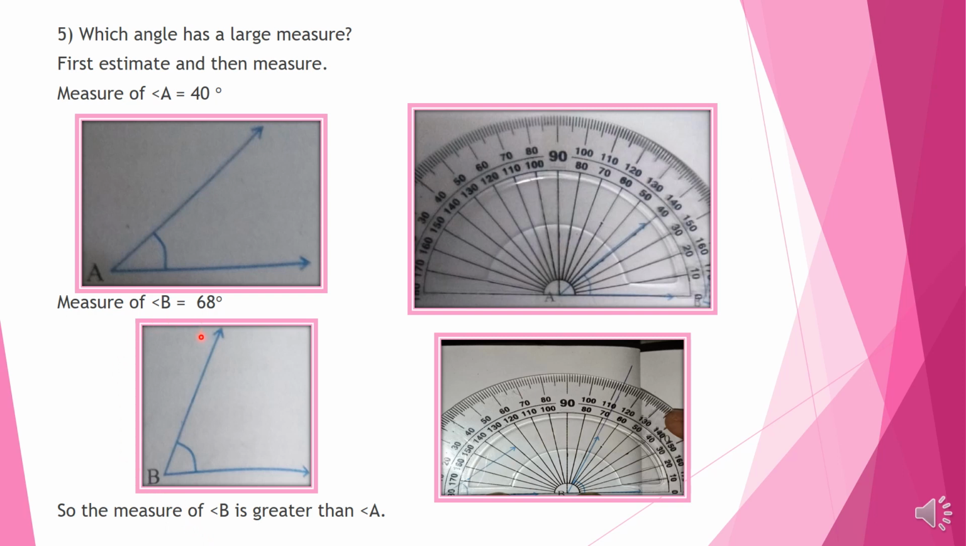So by measurement, which is greater? We again get angle B as greater. So we write the line: the measure of angle B is greater than the measure of angle A. Children, this question you can write in the notebook, but all the figures you can avoid. You only write the lines: measure of angle A is equal to 40 degrees, measure of angle B is equal to 68 degrees. So the measure of angle B is greater than angle A. All the figures you can avoid. Okay children, you measure in the textbook and write only the steps in the notebook. Okay children.